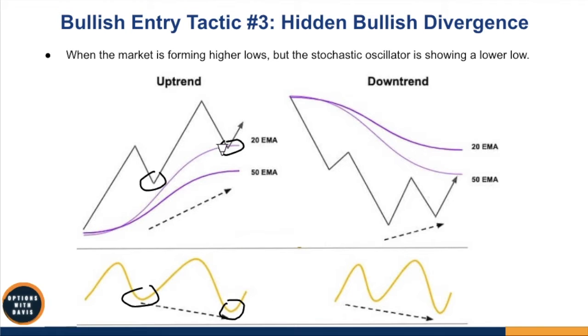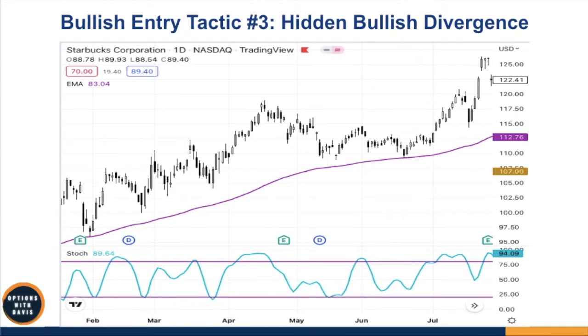Right, so this is in an uptrend, and in a downtrend, similar, right? You will see that the market will be forming these higher lows, but then the stochastic oscillator will be forming these lower lows. All right, let's take a look at some trade examples.